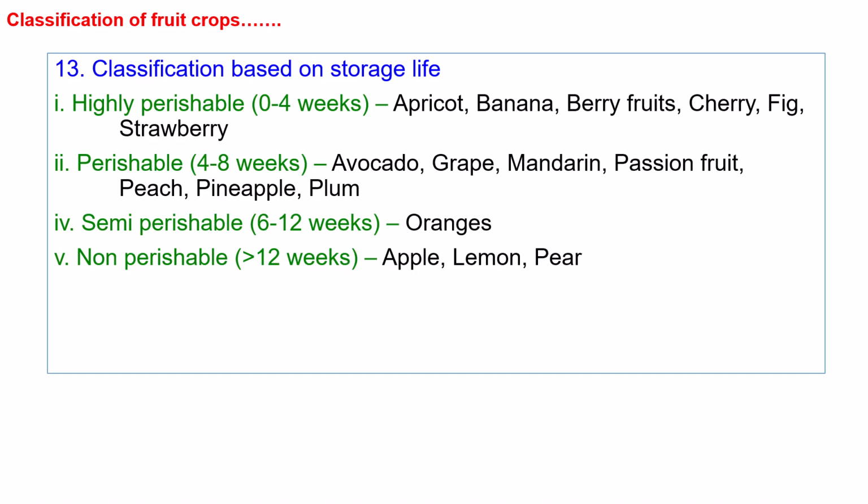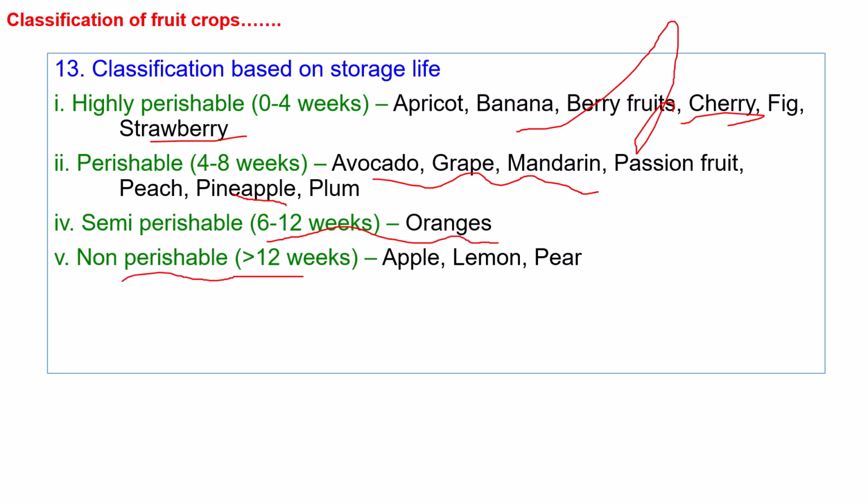The next is classification based on storage life. The fruit crops which can be kept only for up to 4 weeks are classified as highly perishable. Example, strawberry. Strawberry is highly perishable. Then comes banana, then other berry fruits, then cherry, fig, all those things. Then perishable, which can be stored for 4 to 8 weeks: avocado, grape, mandarin, passion fruit, peach, pineapple, plum. Semi-perishable, 6 to 12 weeks: oranges.